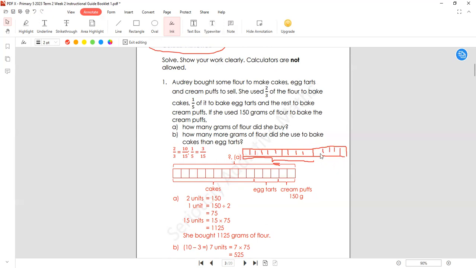Right, so now we got 15 parts because we're splitting 1/5, 1 out of 5. So in order to find out 1/5, we need to convert 1/5 into 15 parts. Okay, so times 3, times 3. So 1/5 would be 3 out of 15. Right, so this would be the egg tarts. I'll just use ET for short. And finally the rest of it is for cream puffs, CP.